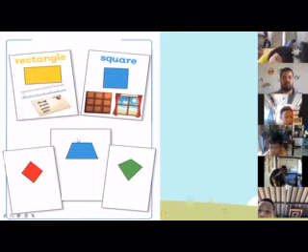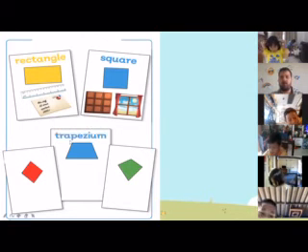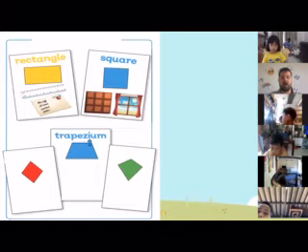Okay, our next shape, it's a hard one, this one. We call this a trapezoid. Trapezoid. Okay, let's spell it. So T, R, A, P, E, Z, I, U, M. Trapezoid. Okay, now what are in the shapes of a trapezoid?